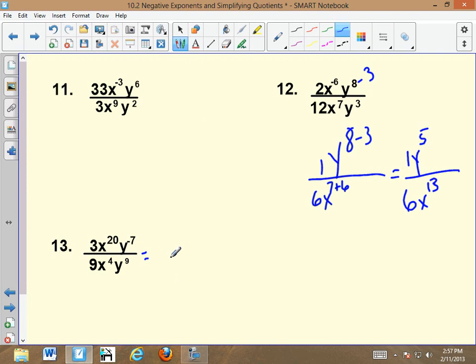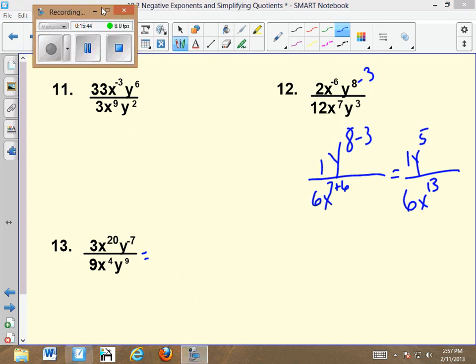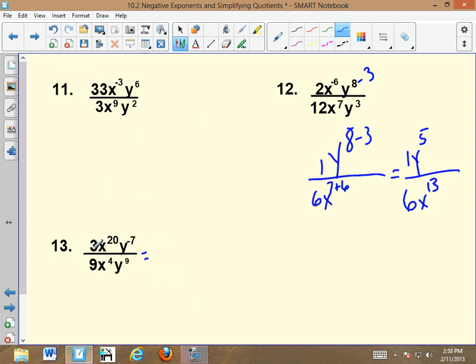Oh, sorry, cough. Okay, here we go. Had another cough. 3 divided by 9 is 1 over 3. Okay? Now, both positive. When I move the smaller up, it becomes negative 4. 20 minus 4 is x to the 16th. Negative 7 is smaller than negative 9. However, when I move negative 7, when I move it down to the bottom, what does it become? It becomes positive 7. I get y to the 16th. That's my answer.